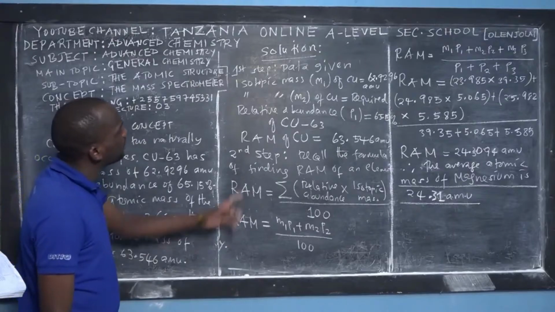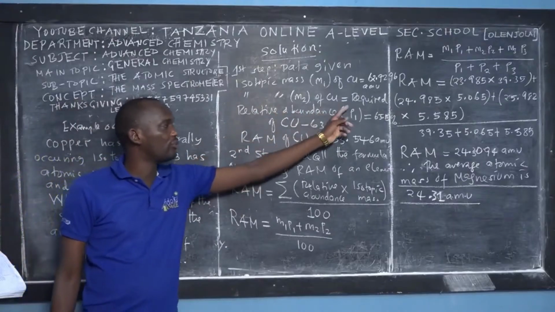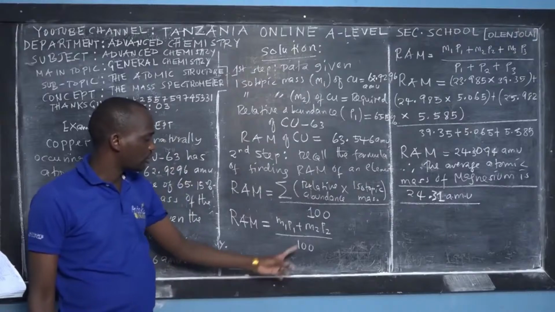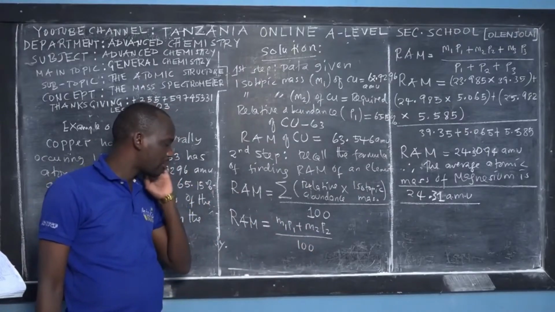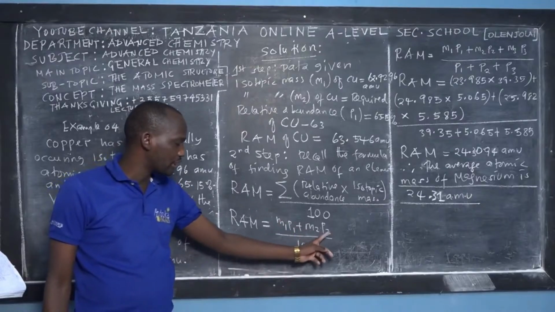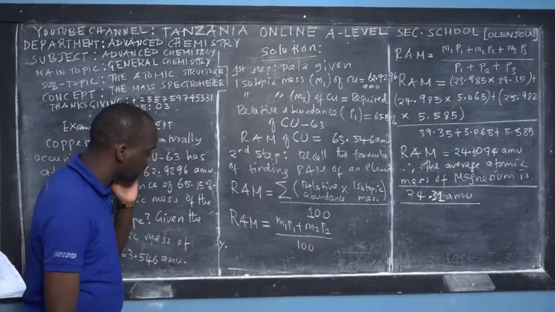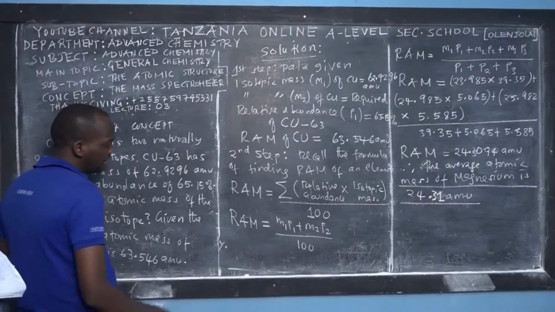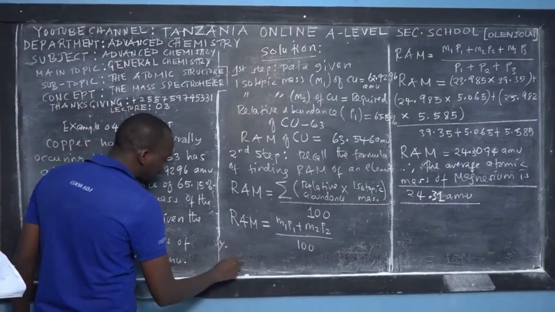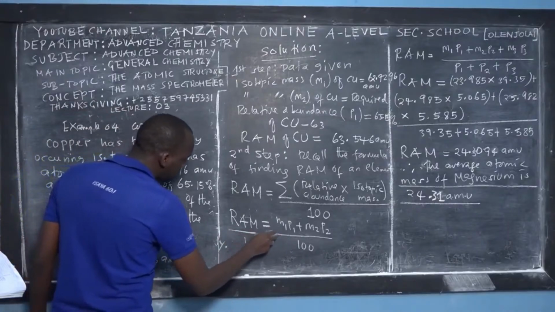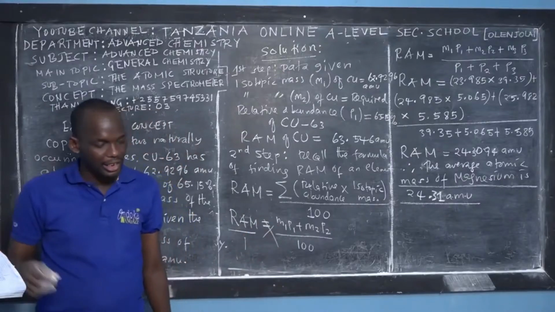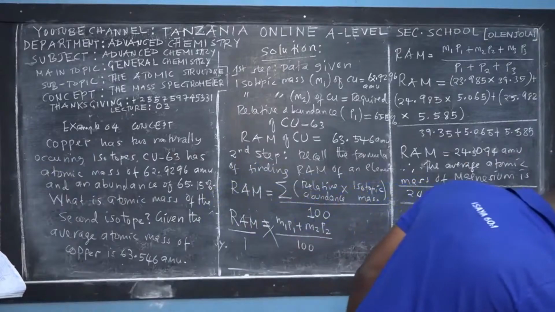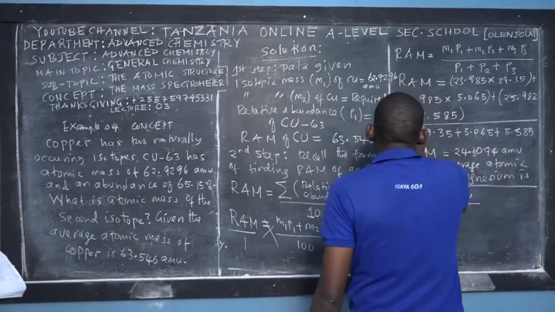So what are we looking for? We are looking for the isotopic mass of the second isotope. So we are not given M2, and even P2 is not given. So in case you want to simplify and make M2 the subject, you can make M2 the subject, as a good chemist.